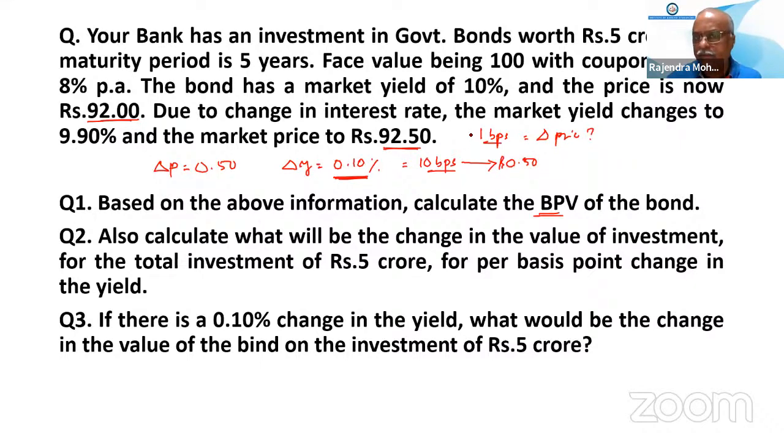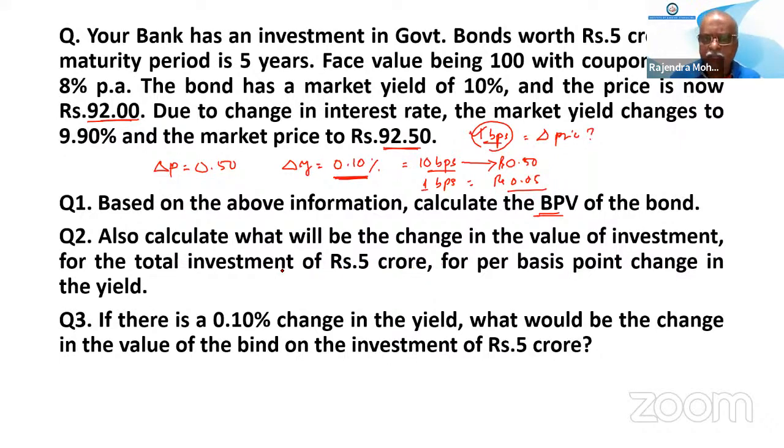So for BPV, we want to convert it to 1 BPS. For 1 BPS, it will be 50 divided by 10. So it is 0.05 rupees or 5 paisa. This is the first question.